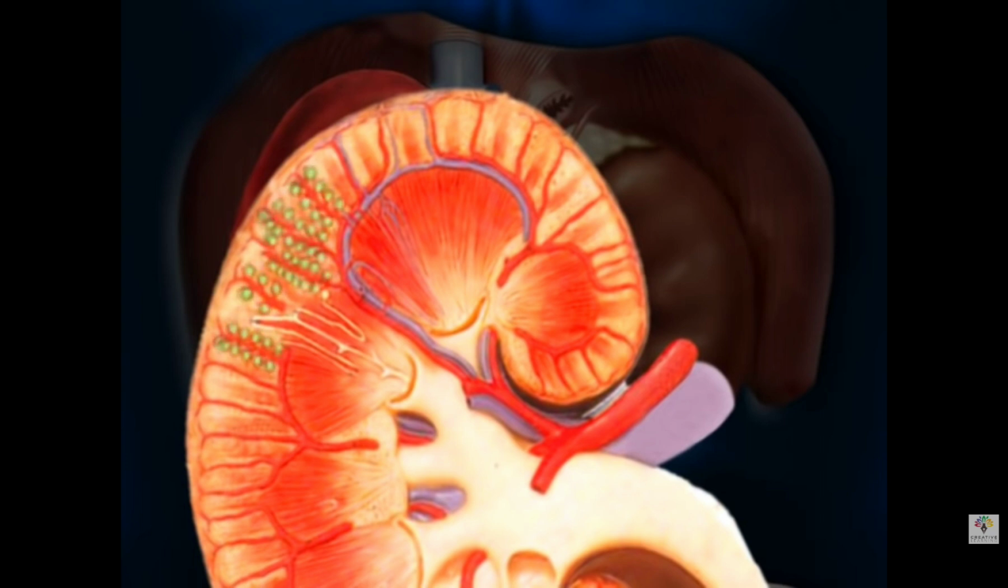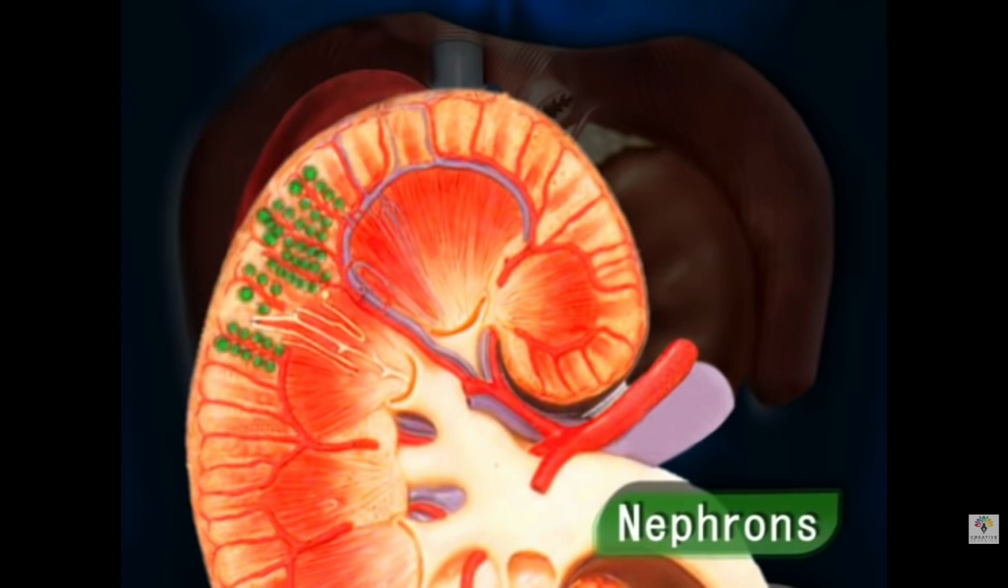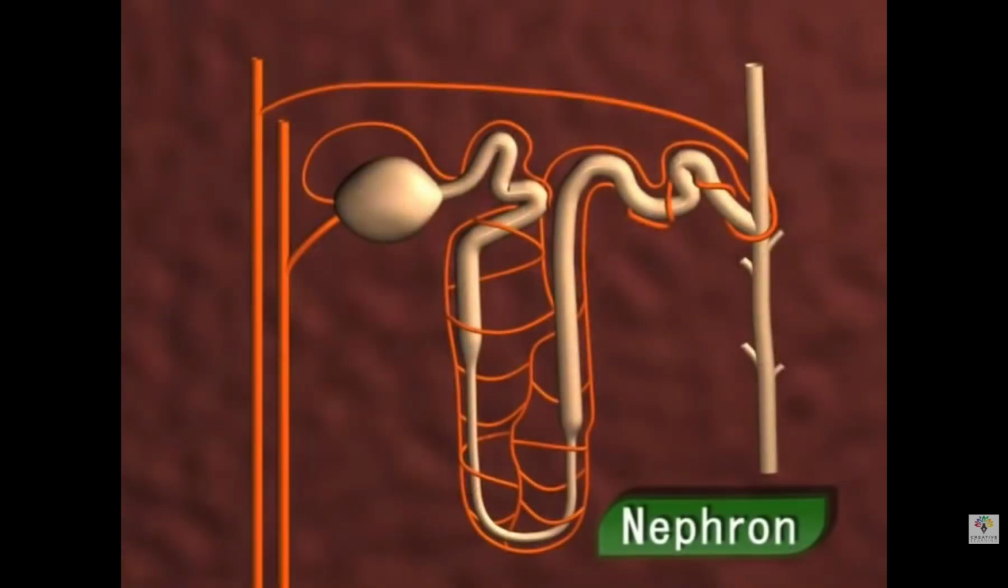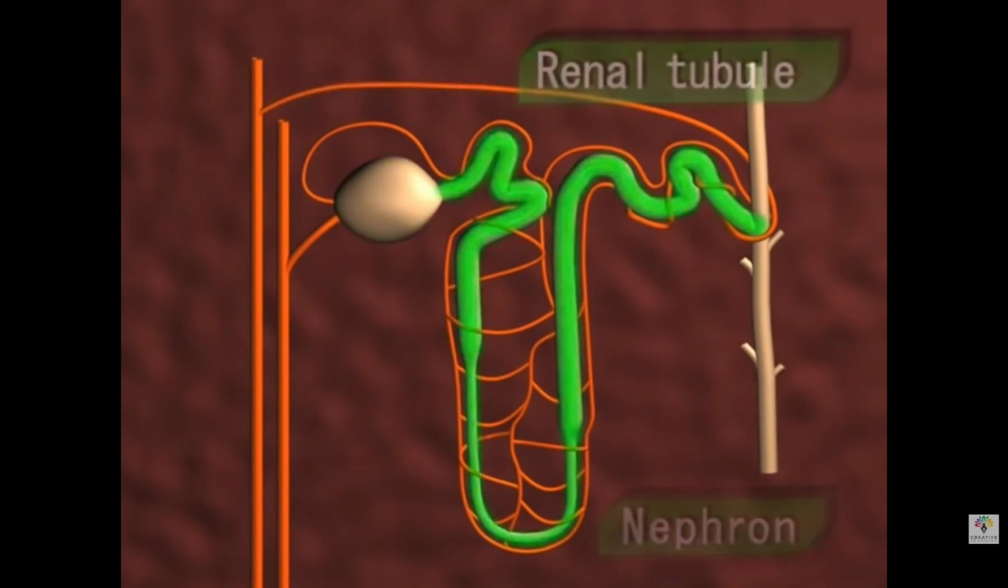These filters are called nephrons. The cortex and medulla together comprise millions of such nephrons, all packed together. The nephron is the structural and functional unit of a kidney. Each nephron consists of a renal corpuscle and a renal tubule.